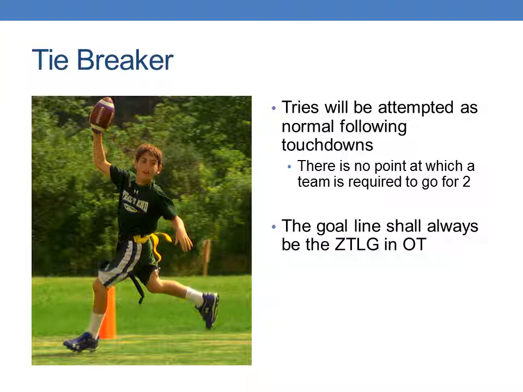The goal line will always be the zone line to gain in overtime. It doesn't matter, regardless of penalties where the ball may be. If A has a first down behind the 20-yard line, it will be goal to gain. It will never be 20 to gain. For example, let's say that through a series of penalties, A is snapping the ball with a first down at B's 30-yard line. It will be first and goal from the 30.